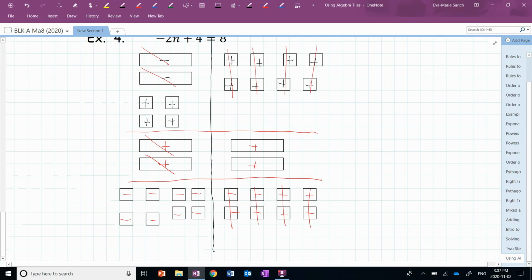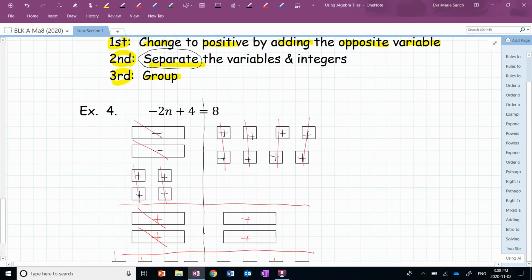Now, what we have to do is get rid of any zeros that we've created. So again, 2 positives are going to cancel 2 negatives, and another 2 positives are going to cancel another 2 negatives. So what's left? What's left is 2 positive variables on the right-hand side and 4 negative integers on the left-hand side. So our last step is to group.